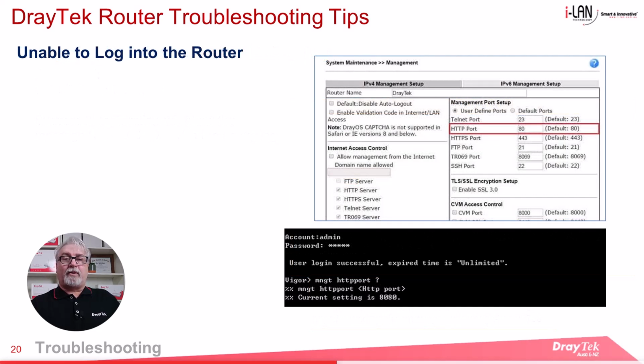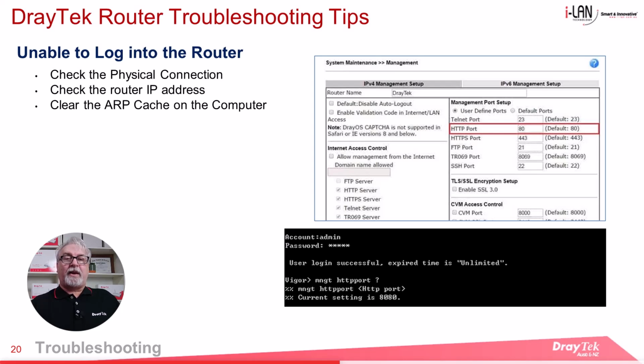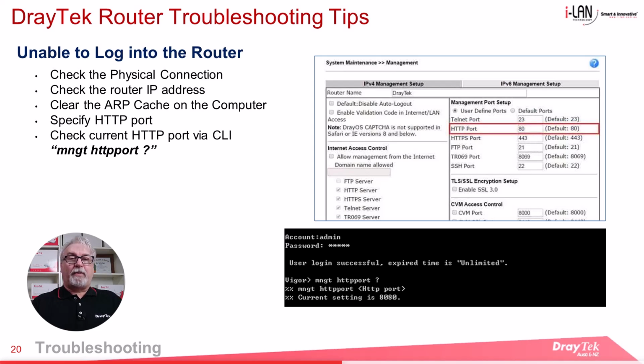Another issue you may come across is not being able to log into the router. Some steps you can take are check the physical connection, check the router IP address, clear the ARP cache on the computer, and specify the HTTP port. To check the current HTTP port setting, you can go to the router CLI and run the command mngt http port *?.